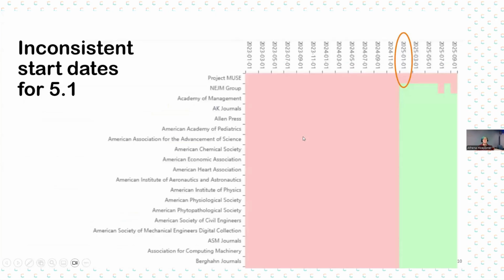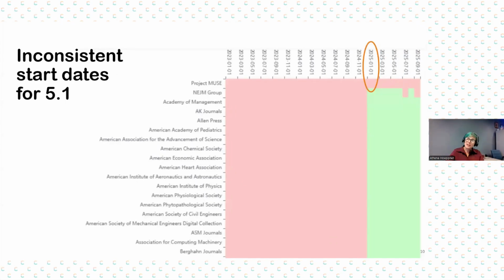And the inconsistent start dates for 5.1. So this is another screenshot from CELUS that you can go into. I swear I had a little footer that has somehow disappeared that told me where the pages were coming from, the names of the pages. But this is one of the pages in the sushi management area.